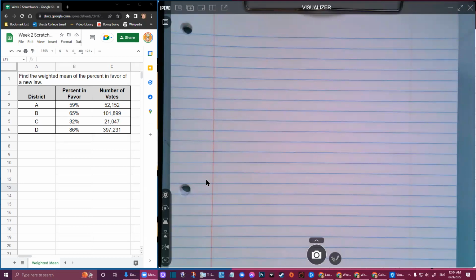Hi everyone. In this video, we're going to talk about how to find the weighted mean by hand. You can see in our spreadsheet, we have an example problem and it says find the weighted mean of the percent in favor of a new law. In the data table, we have 4 districts, A, B, C, and D. We're given the percent in favor of the new law for each district, and then the number of votes that were counted in that district.